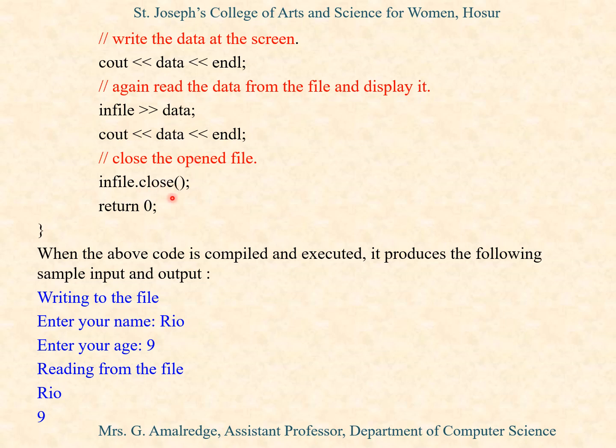So when the above code is compiled and executed, it produces the following sample output. First, writing to the file, it asks the username. We have to give the username and it will ask the user age. We have to give the age. Once you complete this writing operation, you have to read the data from the file. So it reads the data from the file and prints the result like this.